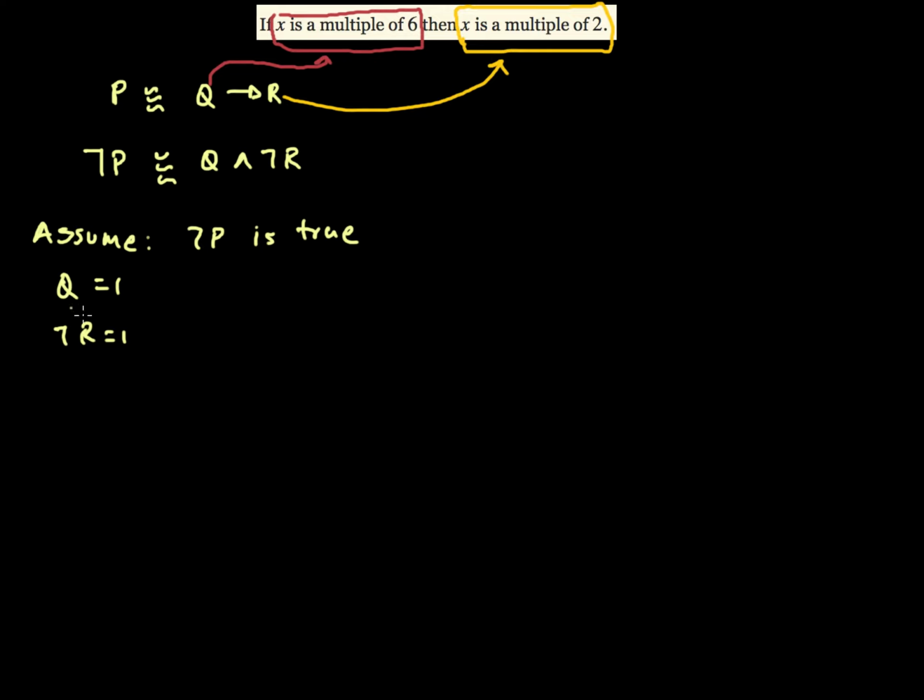So by assuming that Q is true, and Q happens to be x is a multiple of 6, meaning x can be written as, starting with this assumption that Q is actually true, because I know this is true, let's say x equals 6y. X is a multiple of 6, which means that x can be written as 2 times 3 times y. And this x on the left hand side can be written as x times 1.